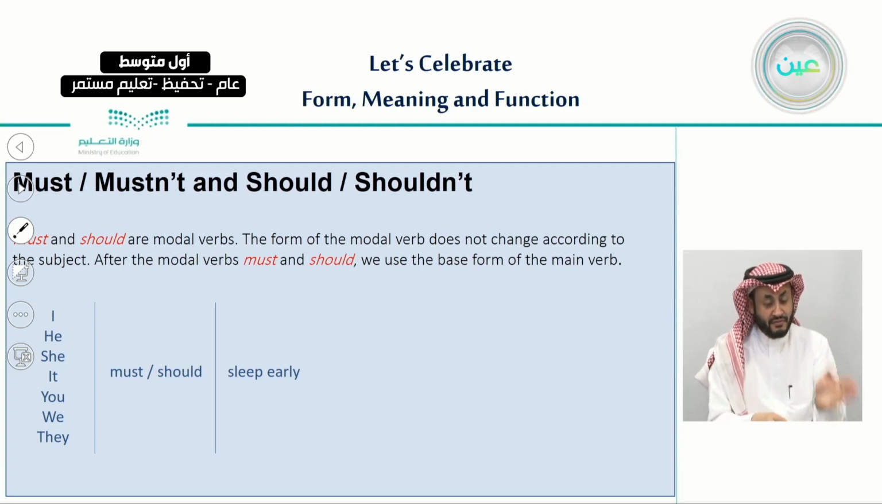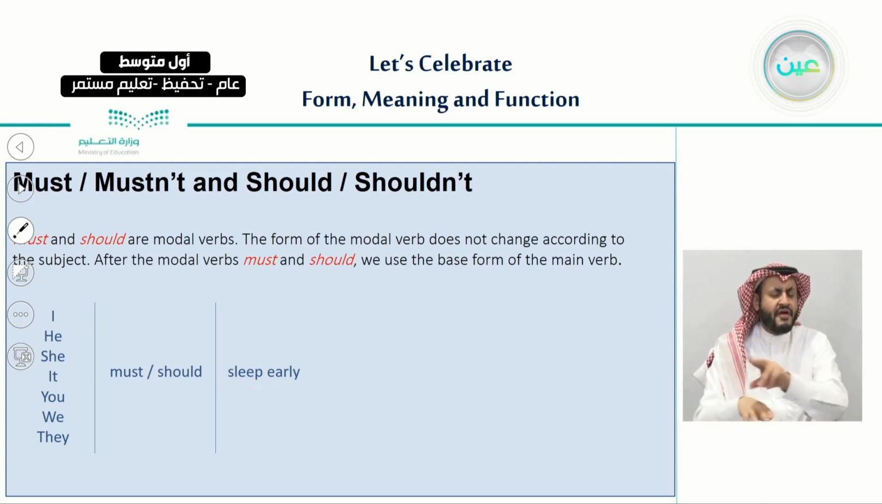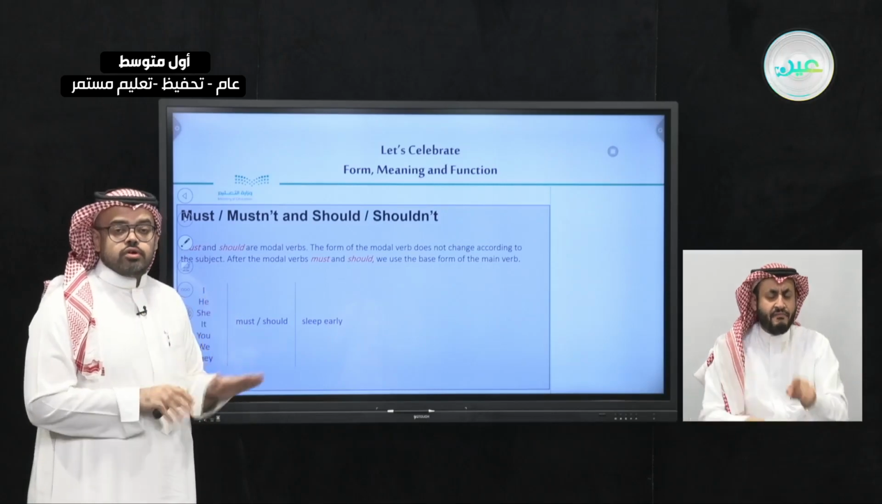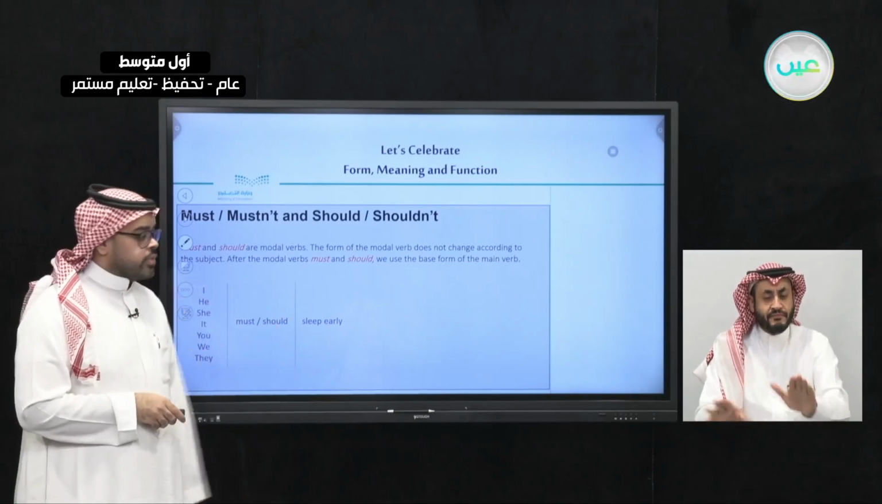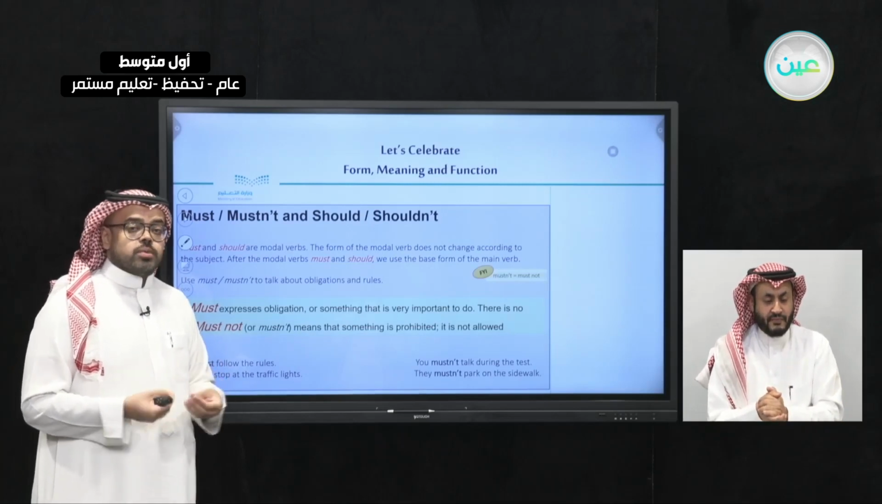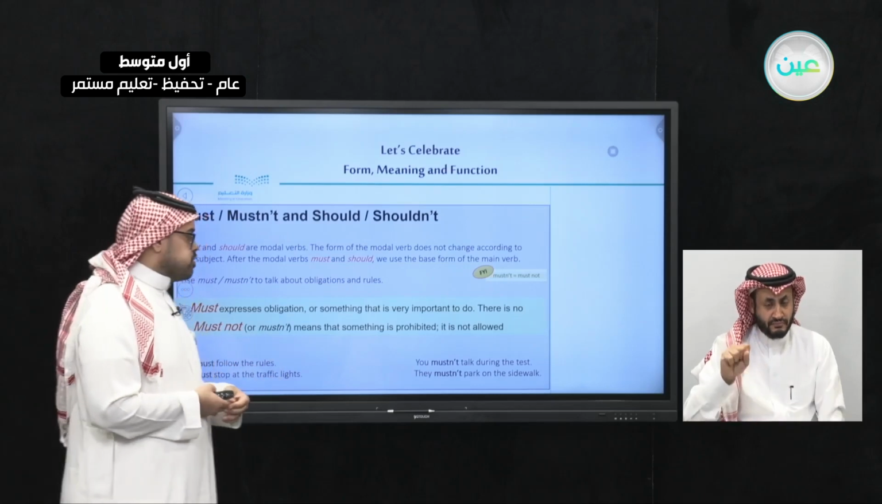And after this, you can use either must or should, and the base verb. What do we mean by the base verb? It means that you use the same verb. You don't add anything. You don't add -ing, you don't add -s. You use the verb as it is. So now let's talk about further details about must and should and when we can use each one of these verbs.